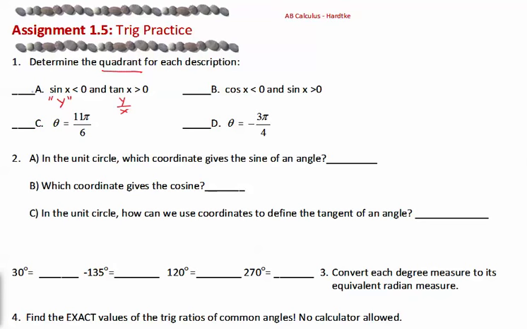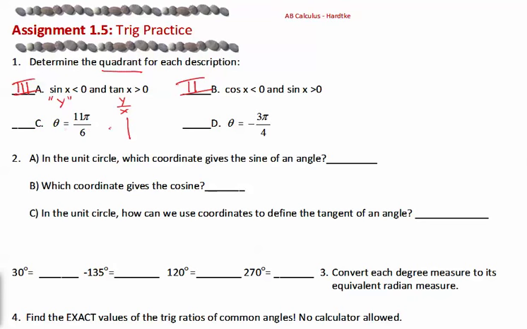In B, we want the cosine of an angle to be negative. That's the x coordinates. So that would be quadrants 2 and 3. But we want the sine to be positive. That's the y coordinates. So that would narrow it down to quadrant 2.